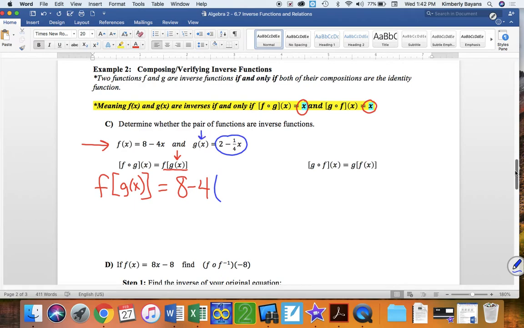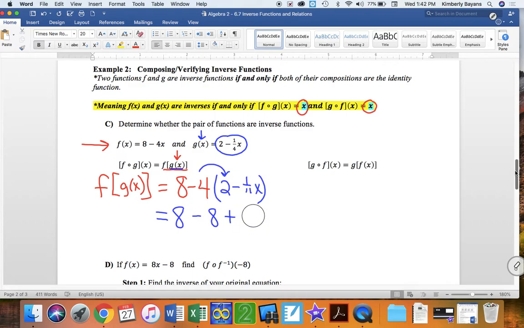Because the g of x is my x value right here. So I'm going to take that 2 minus 1/4 x and put it in for the x, and I'm going to solve. I'm going to distribute the negative 4 through. So negative 4 times 2 is negative 8, and then negative 4 times negative 1/4 is positive 1, so that gives me a positive 1x, or just x.